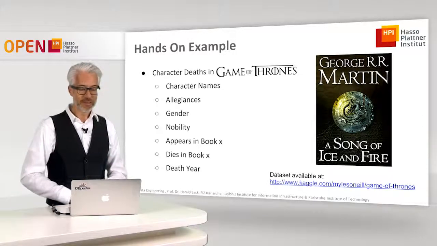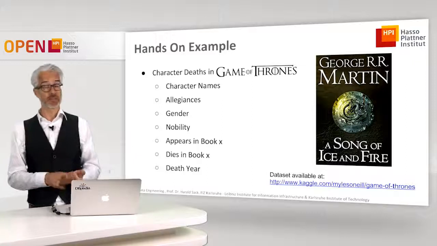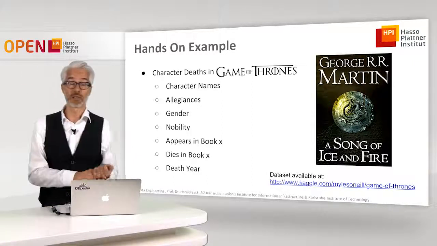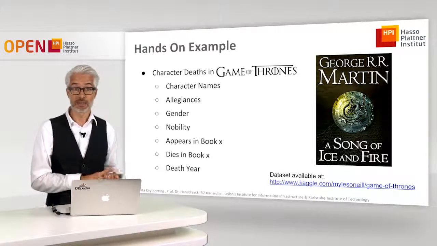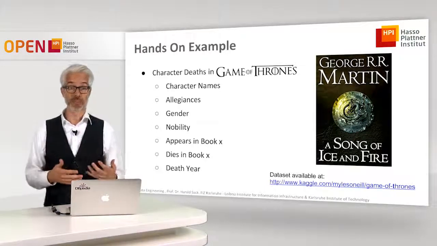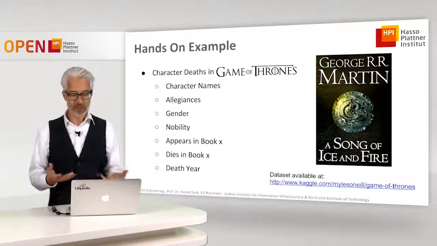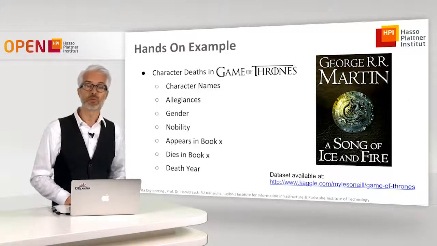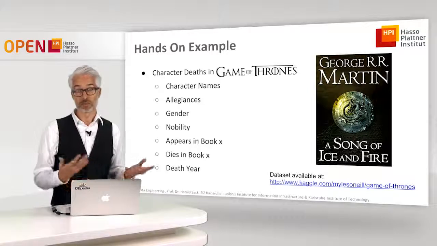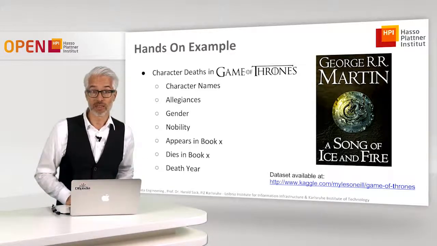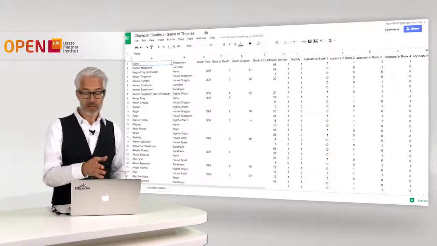You will see in this dataset, simply look it up via the URL, that there are, for example, character names. So this is about persons. These characters have allegiances to several houses of nobility. Then, of course, each of these persons has a gender. And then there is information whether they are nobility or not, and in which book they are appearing, and in which book they are dying, and in which year in this, of course, fictitious timeline, they die.